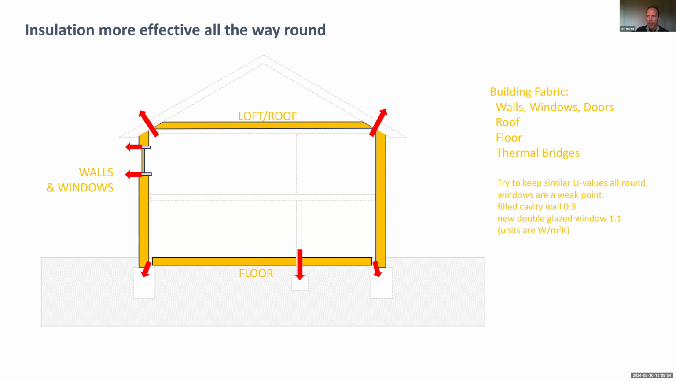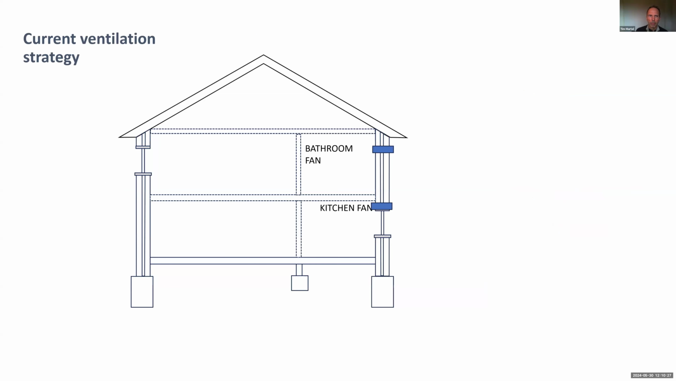And the idea is to keep similar U values all the way around. So cavity wall, for example, typically 0.3. A new double glazed window is 1.1. So with a new double glazed window, you're literally losing 3 times the heat per square meter as you would with a cavity wall, over 3 times, in fact. So that's why windows are also important. They have to be considered too.